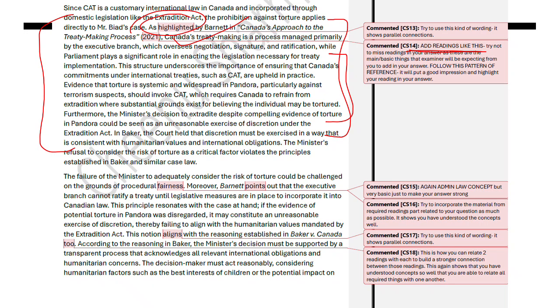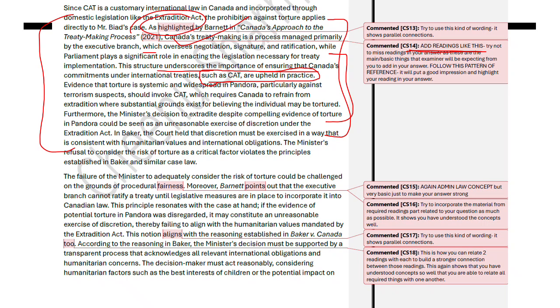So let's read this. As per this reading, Canada's treaty-making process is managed primarily by the executive branch, which oversees negotiation, signature, ratification, while Parliament plays a significant role in enacting. So how a treaty comes into the picture. This structure underscores the importance of ensuring that Canada's commitments under international treaties such as CAT are upheld in practice. See, here I have justified the treaty that is in question.